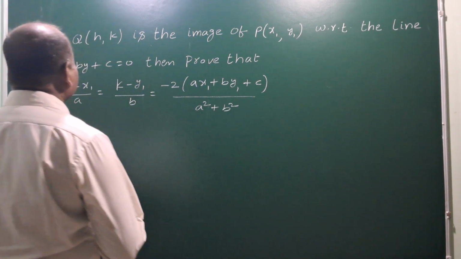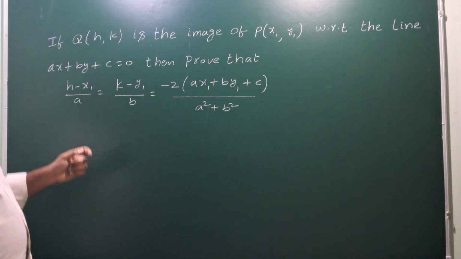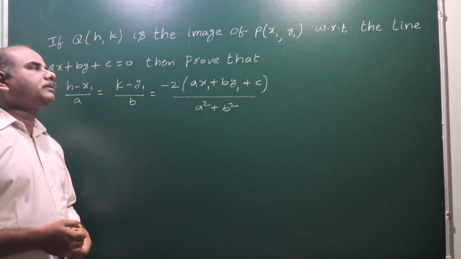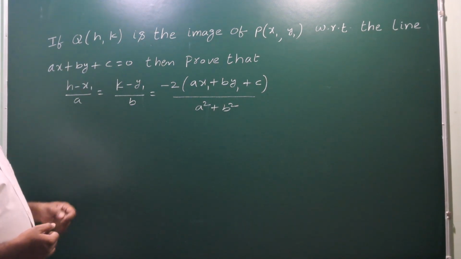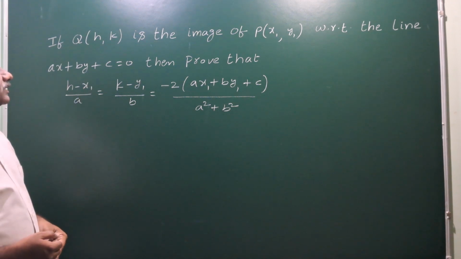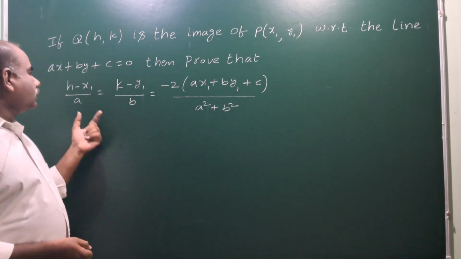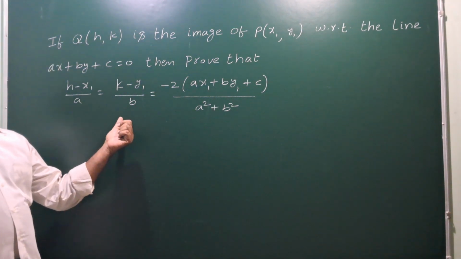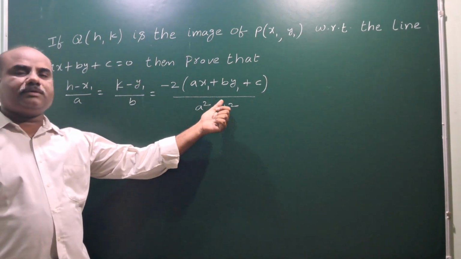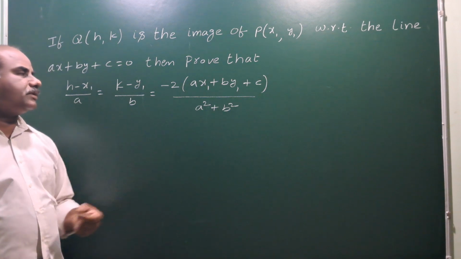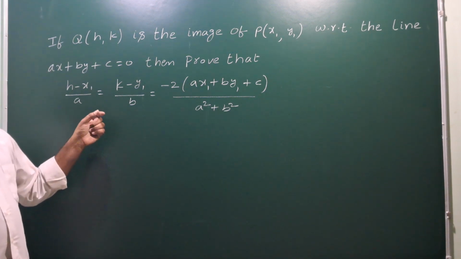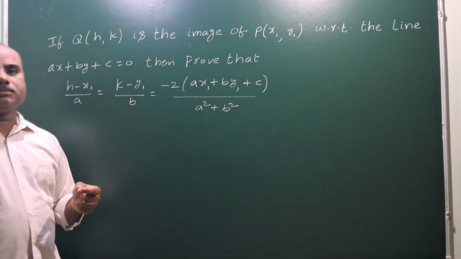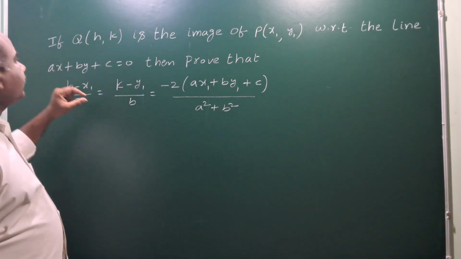Okay, next theorem from straight lines. If Q(h, k) is the image of P(x1, y1) with respect to the line ax + by + c = 0, then prove that (h - x1)/a = (k - y1)/b = -2(ax1 + by1 + c)/(a² + b²). Okay, so this is another theorem from straight lines which is well known as the image theorem. Okay, so let us see this statement.